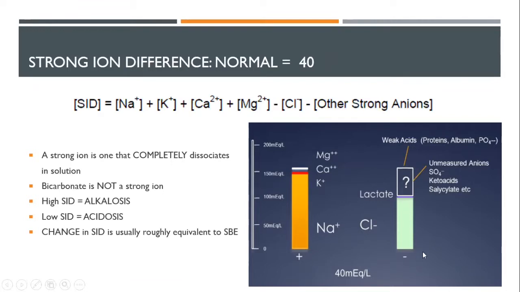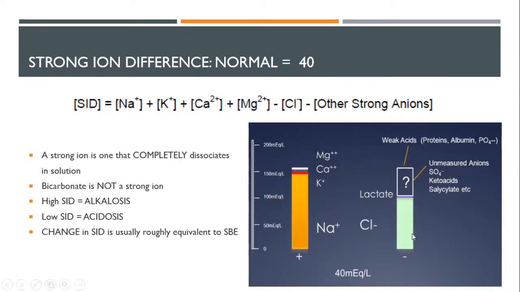And on the chloride lactate side of the bar graph, you can see that there's a portion at the top that's made up of the weak acids and the unmeasured anions. Okay, so those are the things that are going to contribute to your strong ion difference. So if you have a high strong ion difference, that means that you're alkalotic. And if you have a low strong ion difference, it means that you're acidotic.